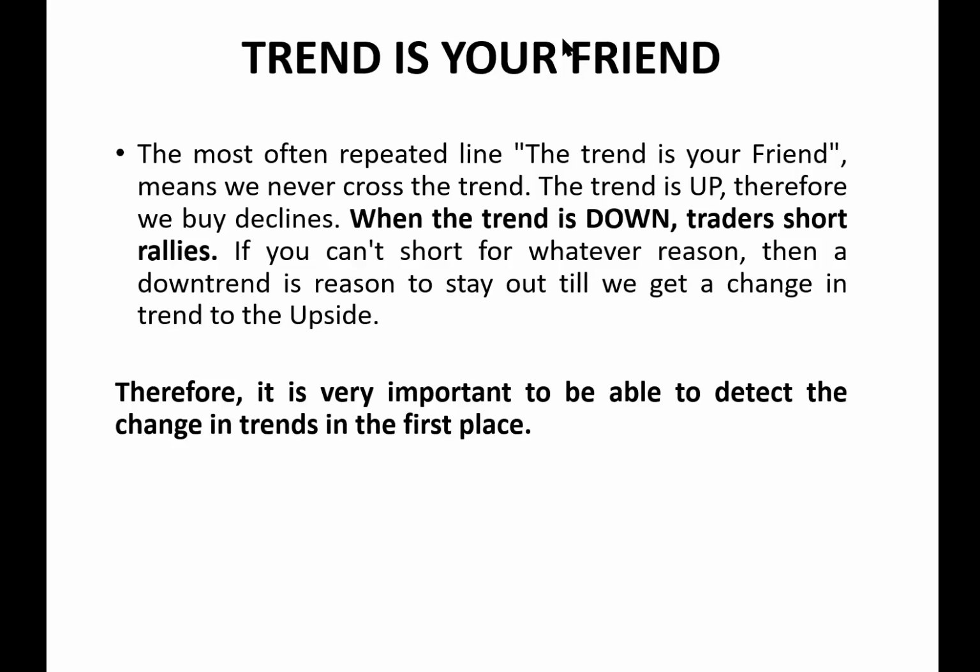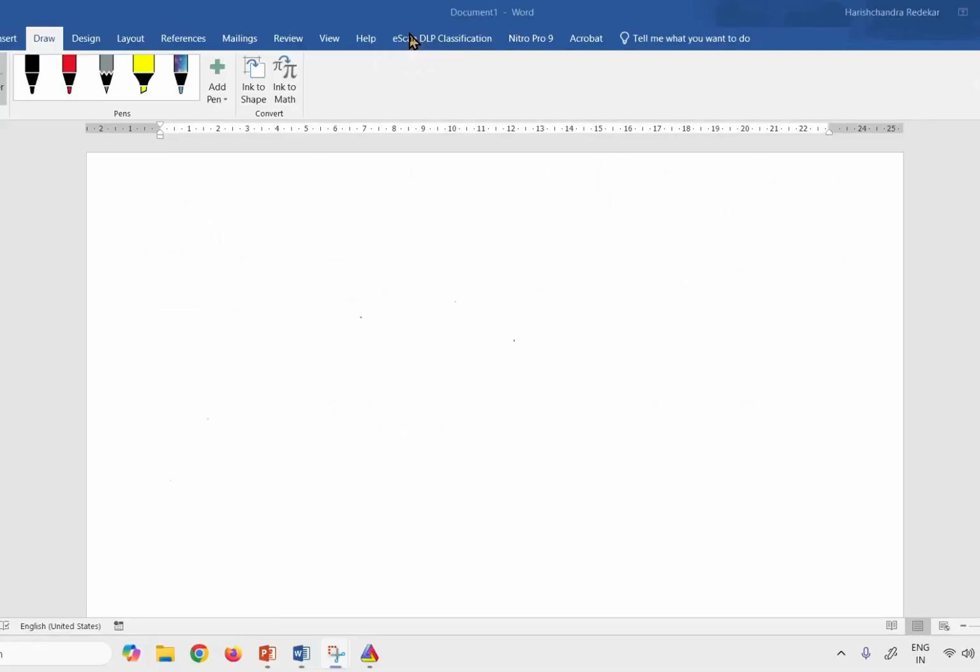And it is very important to be able to detect the change in trend lines in the first place. So that is the importance of the trend line. Now, why do these trend lines occur in the first place, and what is the reason behind them? Why don't securities move in one direction all the time?